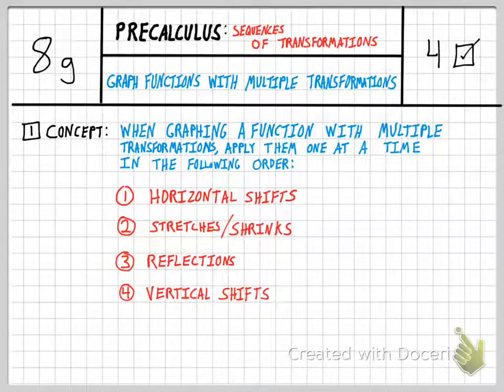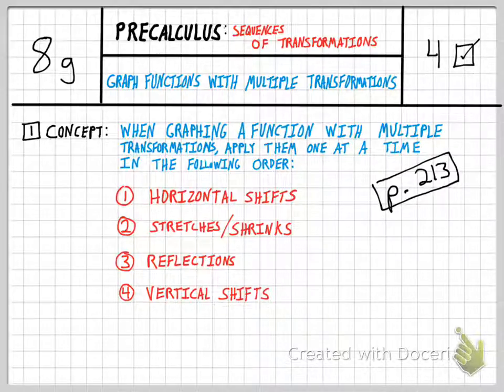This is Precalculus Concept 8G, Sequences of Transformations. You guys have learned a whole bunch of transformations the last couple lessons. This is about pulling them all together. Before we get started, I want to point out that on page 213 of your book is a really good summary of the last couple lessons. All the different transformations, stretches, shifts, reflections are summarized really well on page 213.